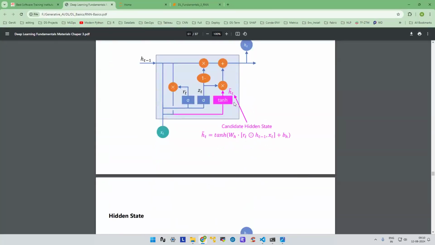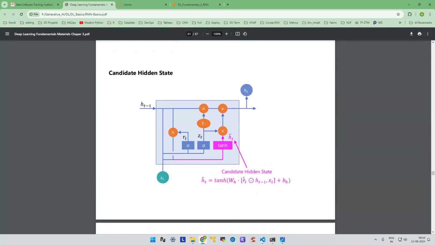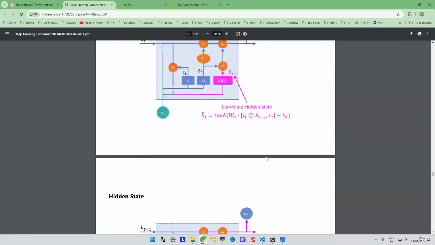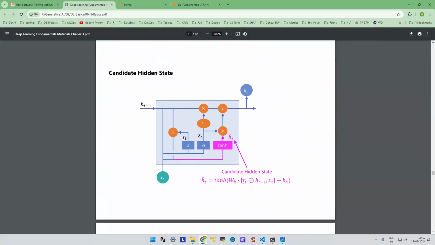The next one is the candidate hidden state. We are going to consider only the reset gate. WH is its own weight, so it's basically WH into RT plus WH into HT minus 1 plus WH into XT plus BH.